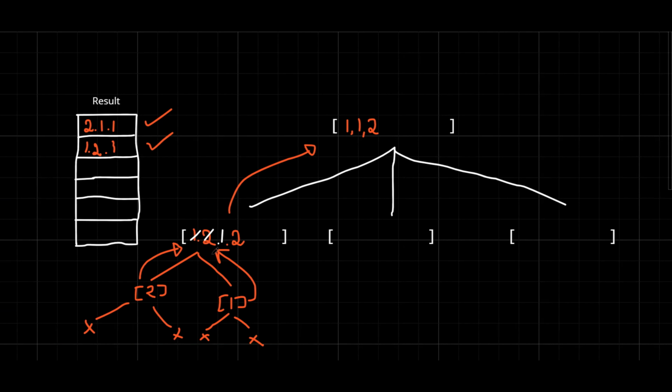Now for the second subtree, we have to ignore the value of the second one. Now, if we ignore the value of the second one, our input array will become 1 and 2. But we have already explored the decision tree of this node 1 and 2, which is this 1 and 2. So we don't have to explore anything from this node. Now again, for the third subtree, we have to ignore the value of the last two.